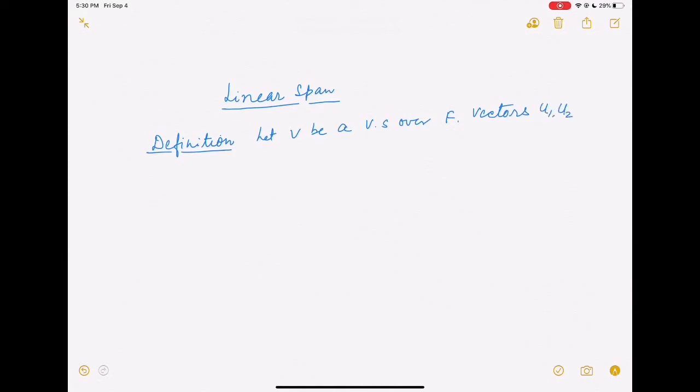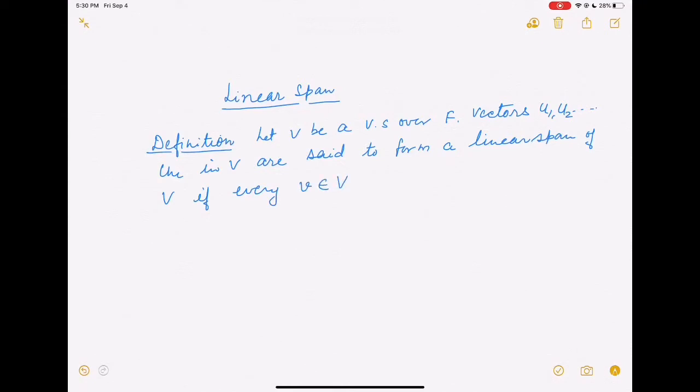Next we learn about linear span. Definition: let V be a vector space over field F. Vectors u1, u2, ..., un in V are said to form a linear span of V if every v belongs to V.